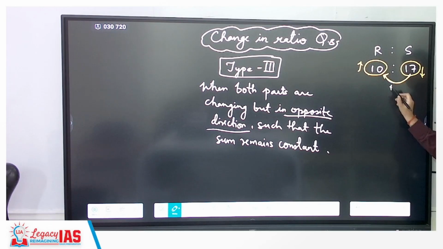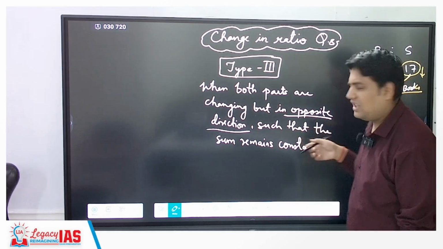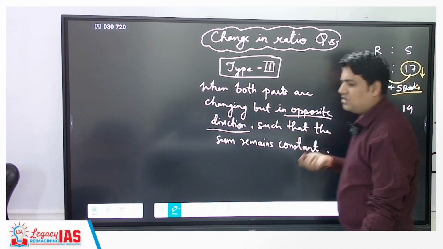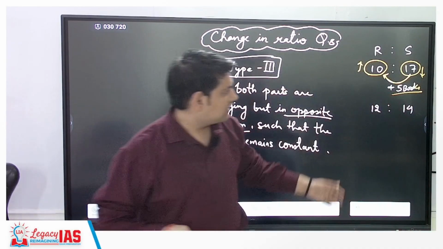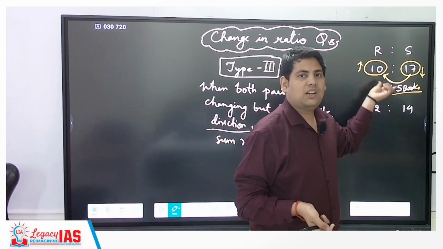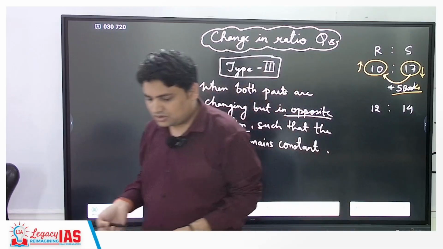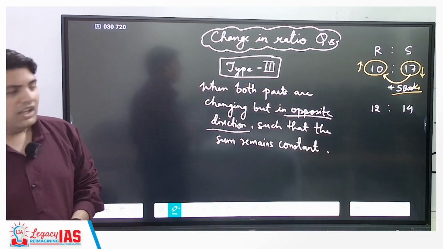Now it will be given to you that, let's say, he passed on 5 books. Correct? Then the ratio becomes, let's say, 12 ratio 14. And then you will be asked, what were the original number of books that Ram and Shyam had? These are the types of question that we see in type 3. Understood this much?